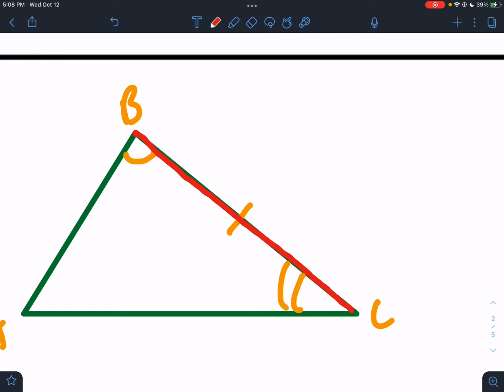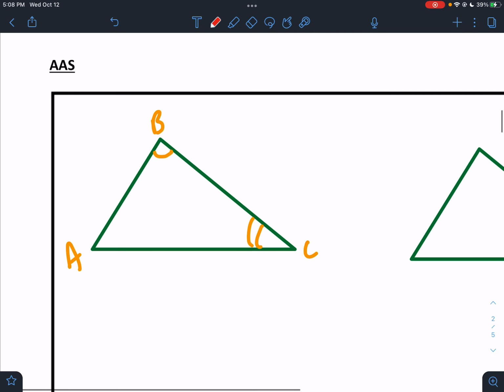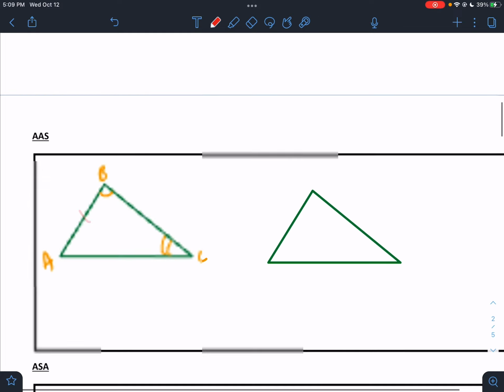That is ASA. We're going to do that in a second. I want a non-included side. And there's actually two choices. It could be this one or it could be this one. Both situations are angle, non-included side. That means if I were to highlight that side, I'm completely avoiding one of the angles. In this case, I'm completely avoiding angle B. If I were to do this side, I'm completely avoiding angle C. Both of them are considered AAS.